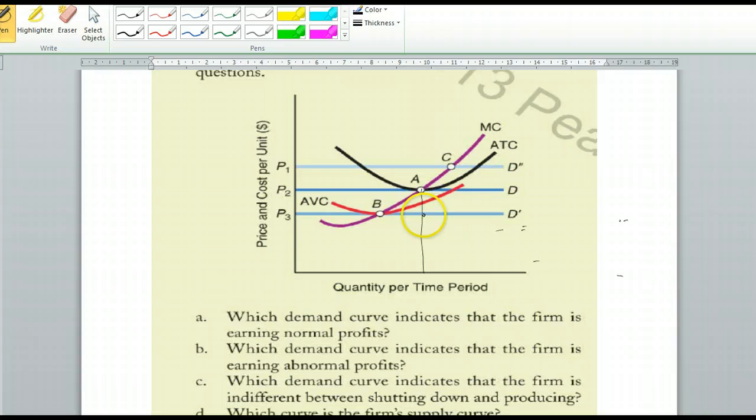So here total revenue can be shown by this whole rectangle here, and total cost is also this whole rectangle here, and therefore profit is 0. Okay, so here the answer to part A is D. Yeah, just D.